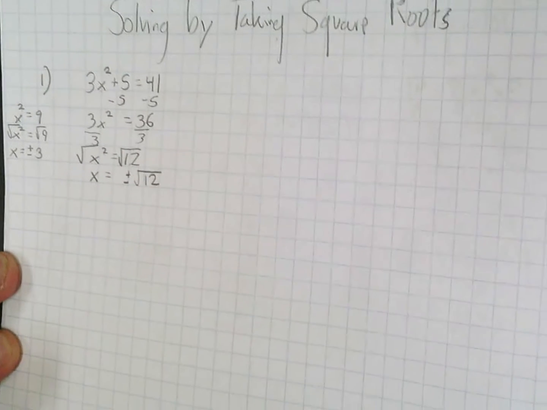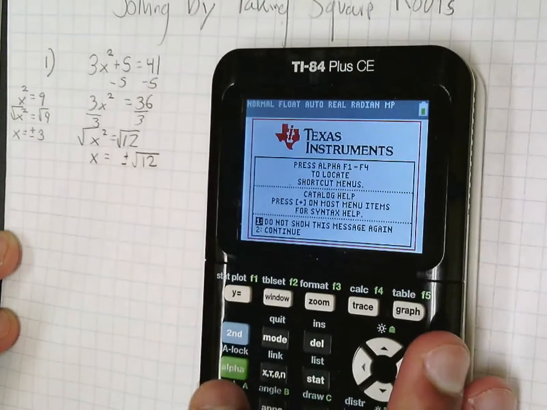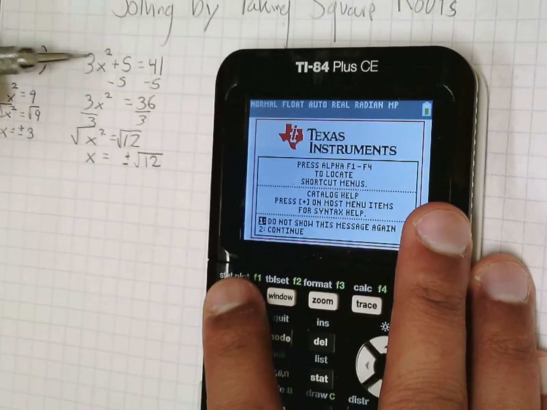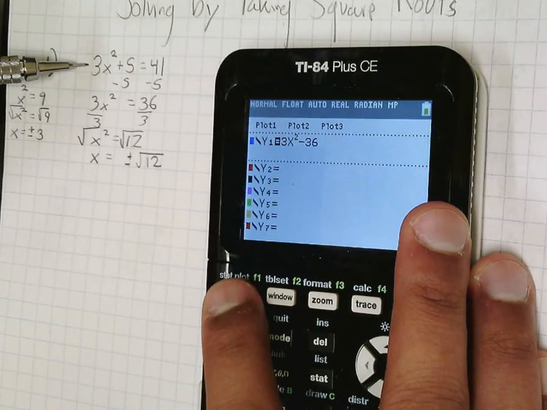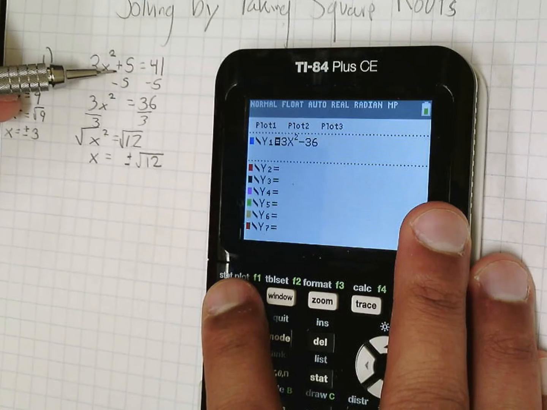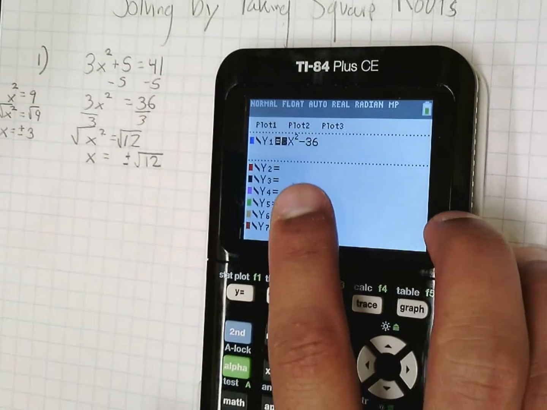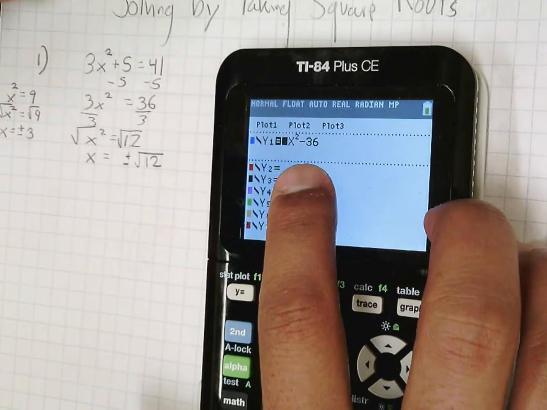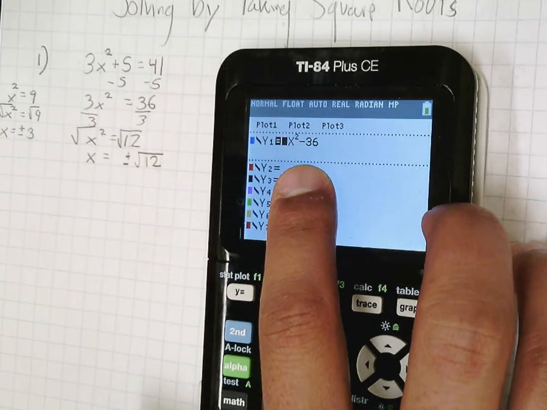Okay, graphically, we can verify this. If I were to graph this equation, so if I were to put this into my graphing calculator, I would need to get 3x squared minus 36 equals 0. If you want to graph, you need to put it in standard form, meaning we need to get all the terms on one side. So I had to subtract 41 from 5. So I get 3x squared minus 36.